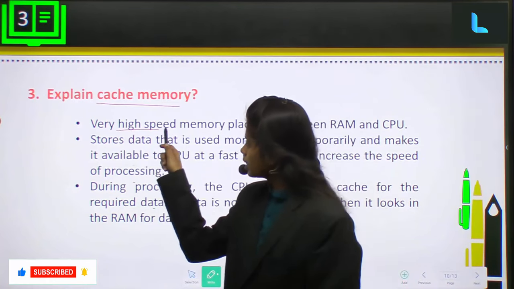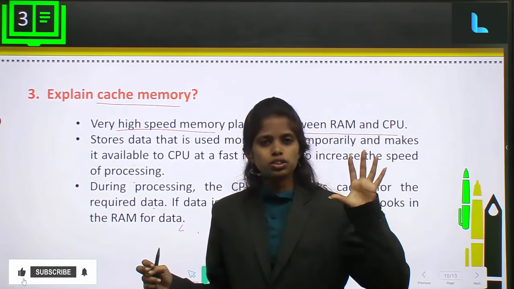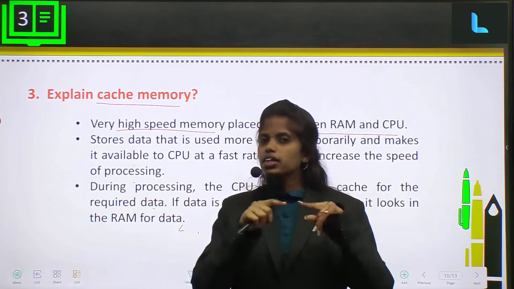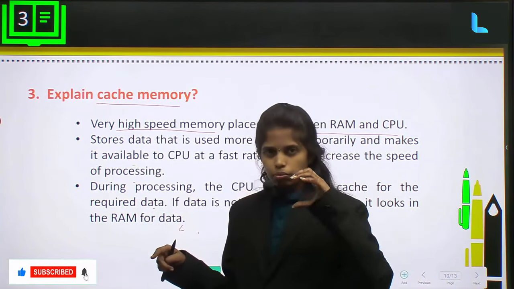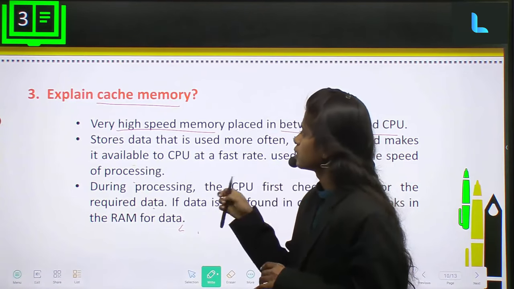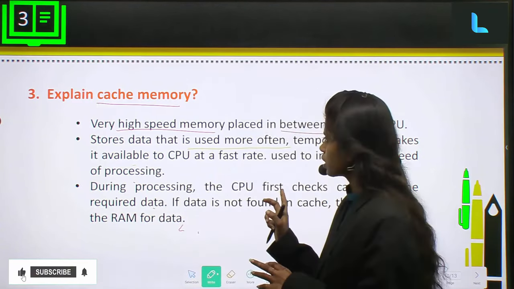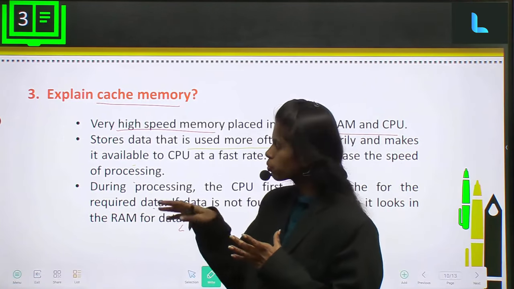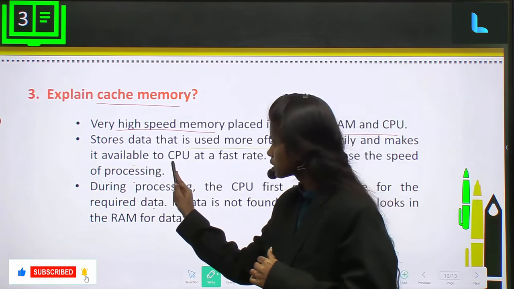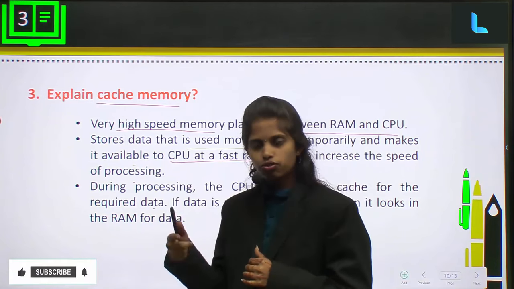This is a very high speed memory placed in between the RAM and the CPU. You will have the storage unit which is called RAM, and you will have the main CPU, meaning the processor. In between these two, a storage memory called cache memory will be placed. What is the use of this? You should write that it stores the data that is used more often. What is the meaning of this? Frequently used instructions will be put in the cache memory temporarily and made available to the CPU at a fast rate.